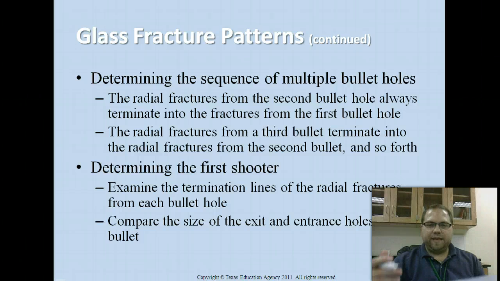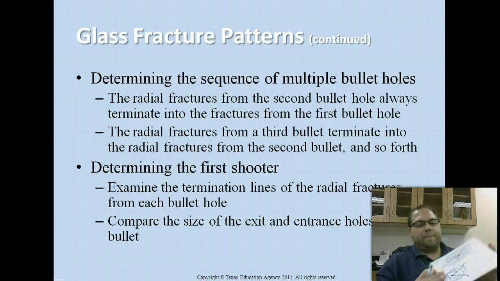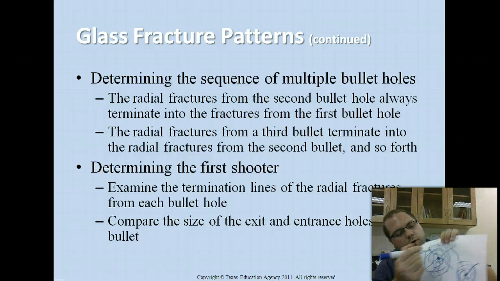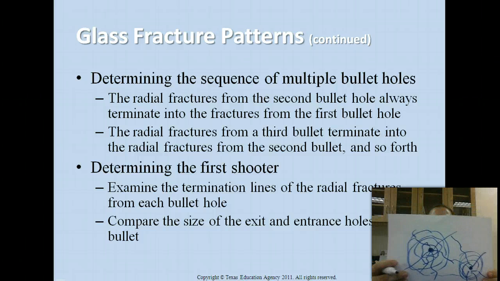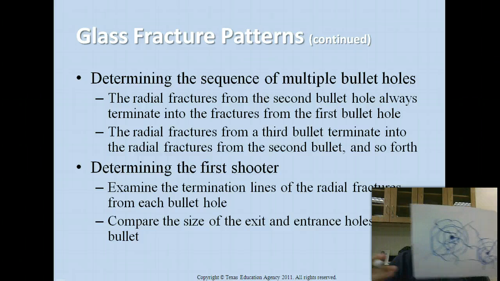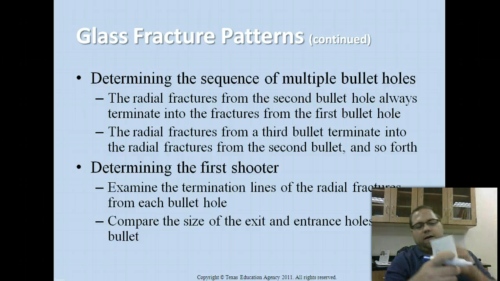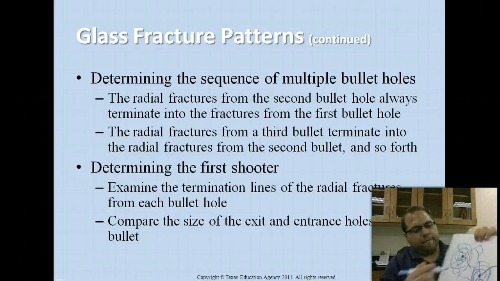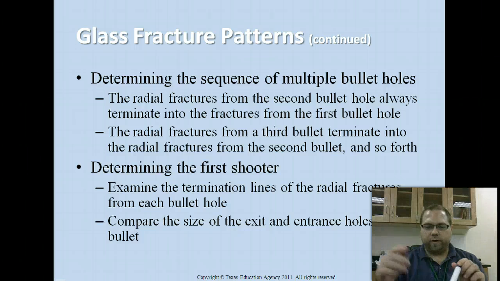Now, when it comes to determining the sequence of multiple bullet holes, let's say that over here you have some other radial and concentric fractures. These radial fractures are going to meet up with other radial fractures. Just like I was saying, you can tell that this was shot first because these radial fractures reach out and cross into the radial fractures on the second bullet hole. Does that make sense? You're not going to have it where this comes down and meets over here. If a fracture attaches to another radial fracture, then this one came afterwards, and that helps you determine which ones happened first.